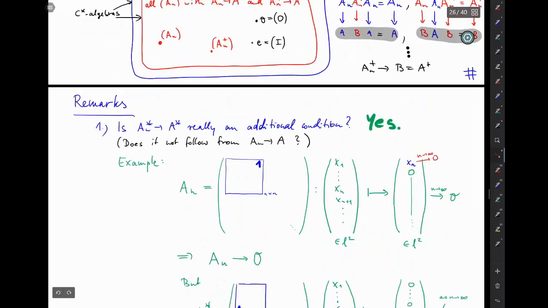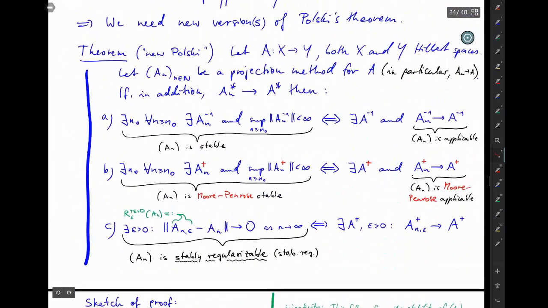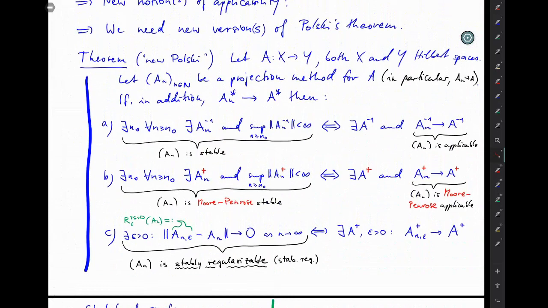Our second remark is about the interesting connection that theorem point A is giving us between stability, invertibility of A, and applicability of the sequence. From the old Polski theorem, we are used to the equivalence arrows sitting here and the AND word sitting here.